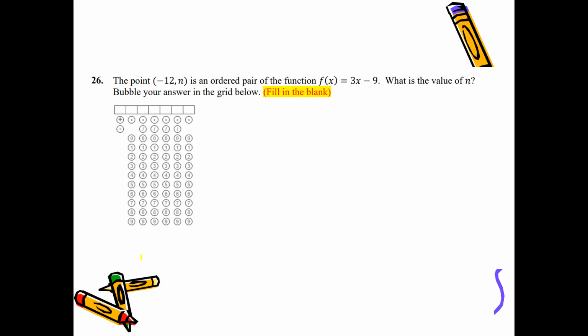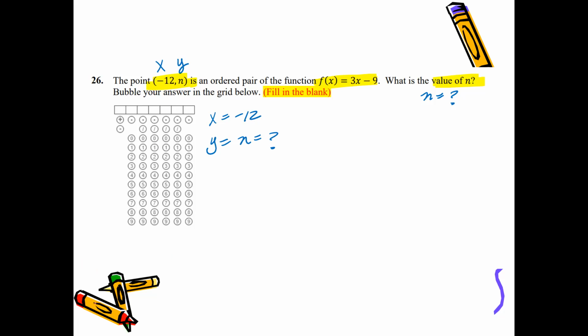Okay, so the point, negative 12, n, okay, that's crappy because there's an n there, is an ordered pair to this function. So I'm going to highlight that. What is the value of n? So what it's asking you is, what is n equal to. That's my goal. If I look at this point, that's x, that's y. Do you see how I'm labeling this? So x equals negative 12, n is y. I need to figure out what y is, okay?